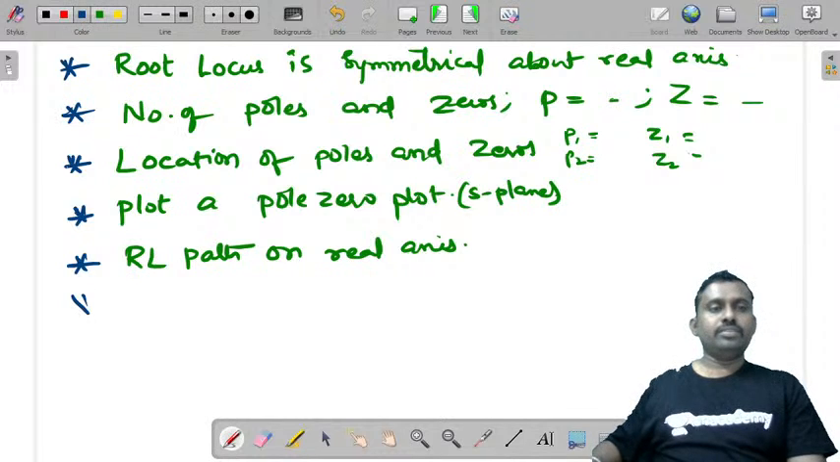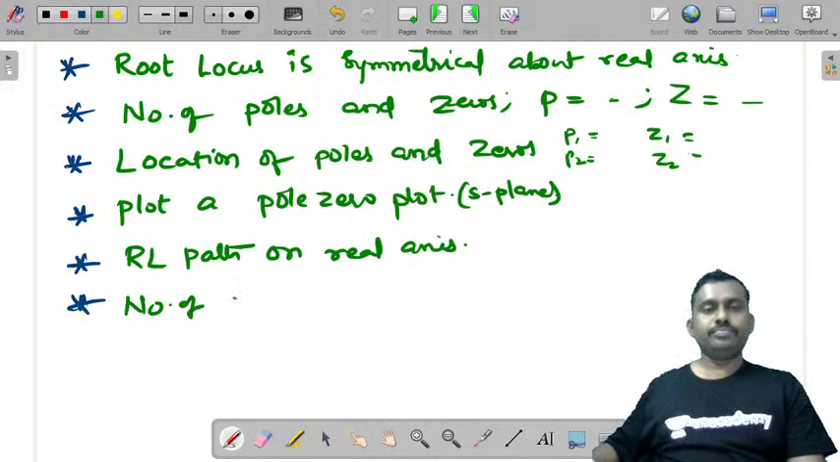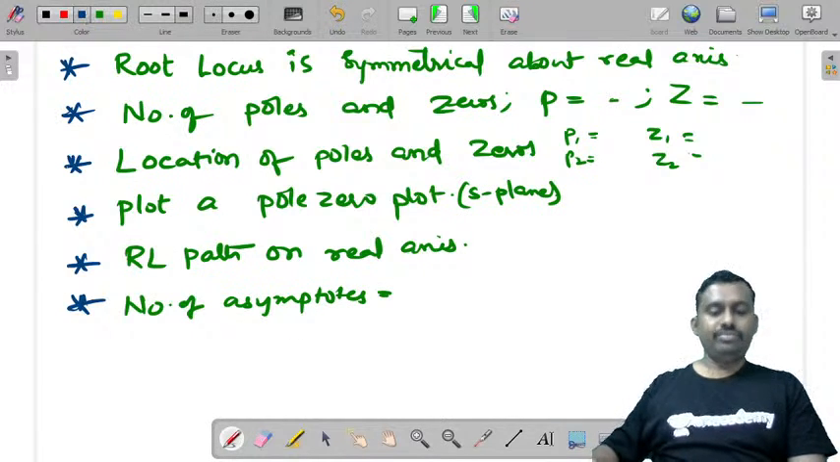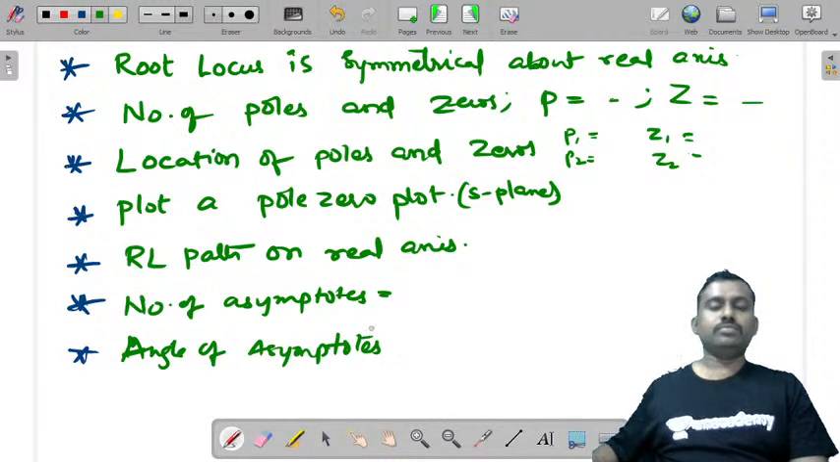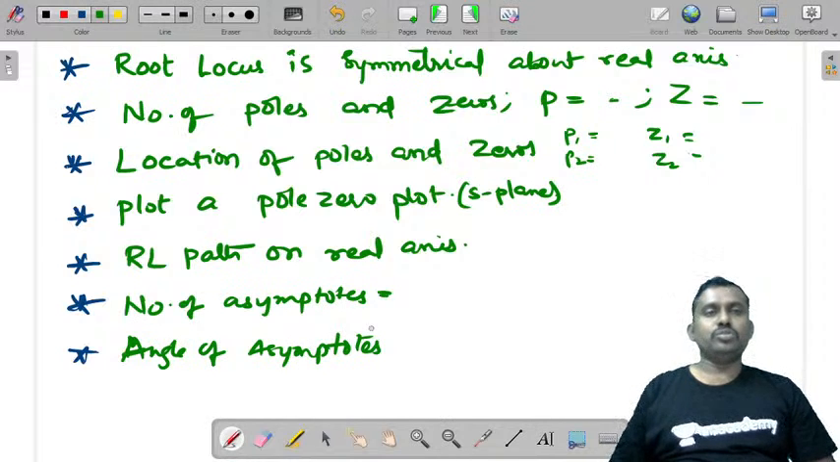Then we would find the number of asymptotes. I'll tell you what these are. Then we shall find the angle of asymptotes. These are some of the steps. There are also so many other steps.